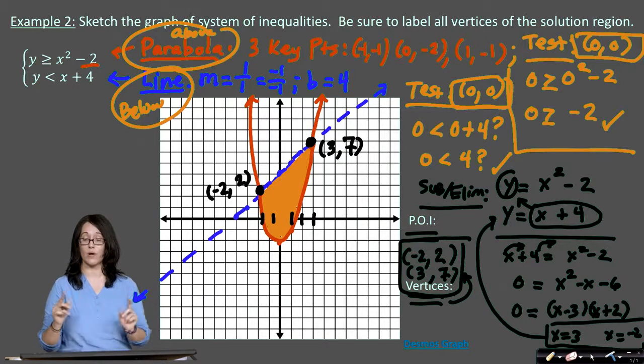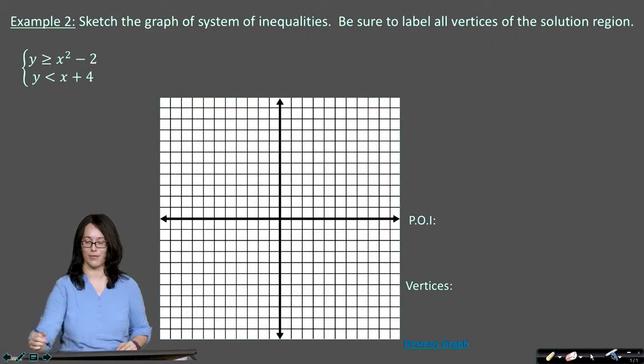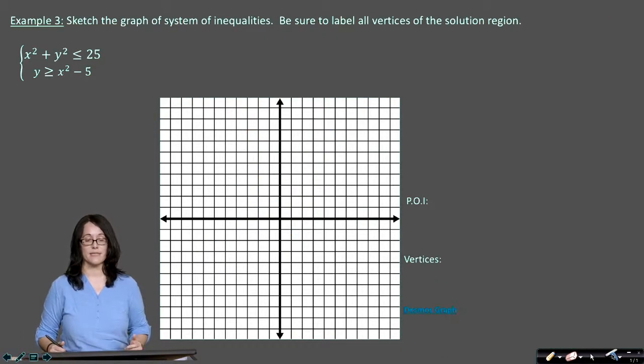All right, I believe we have one more example for you to try on your own. Here we go. This system has as its first constraint, x squared plus y squared must be less than or equal to 25. And as your second constraint, y must be greater than or equal to x squared minus 5. See how you do.